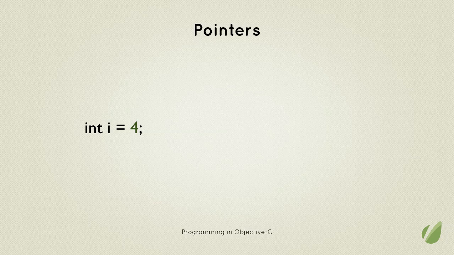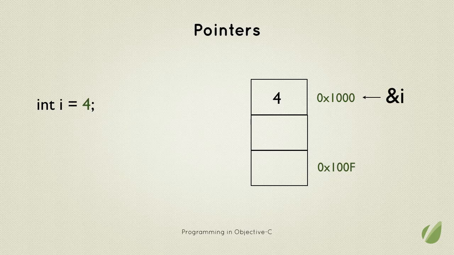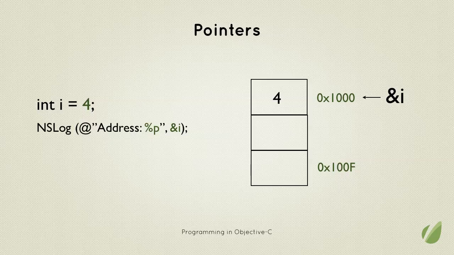Let's introduce references and pointers by describing a simple situation. We create an integer value called I. This value is stored in the memory at a specific address that is described by a hexadecimal value like 0x1000. So, in the I variable, we have an integer value equal to 4, and the address of this value is 0x1000. When we need to get the address of a variable, we use a special operator called reference and describe it by the ampersand.